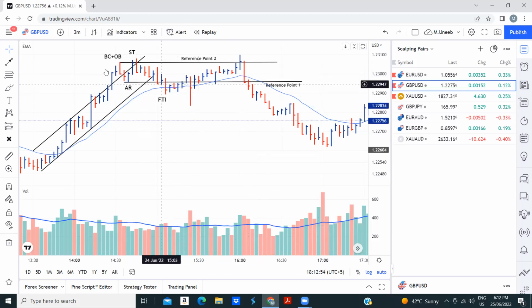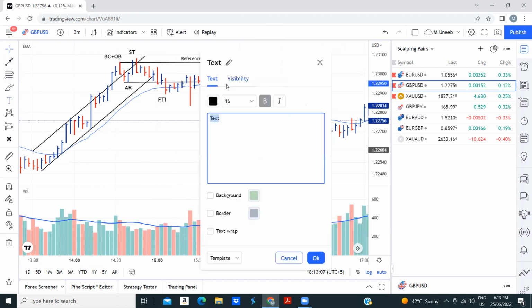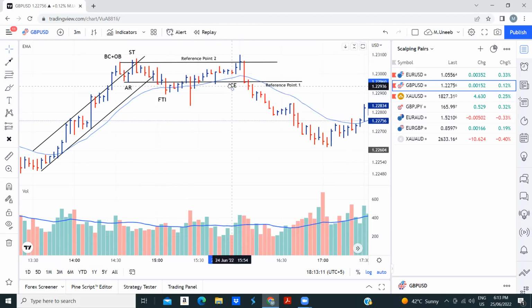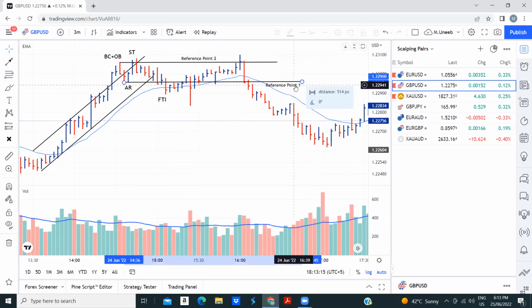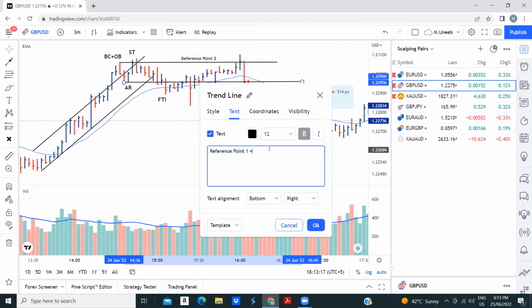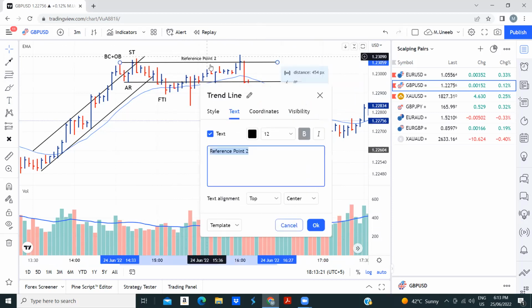Okay. Yes. Okay, so we have two reference points. So this is a support line, this is a line of resistance, and this is support, right? So this is basically ice. We call this ice, right? This line is ice. Let me delete it. Reference point 1 is equal to ice. All right. And how about reference point 2?